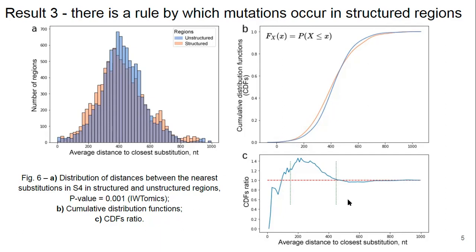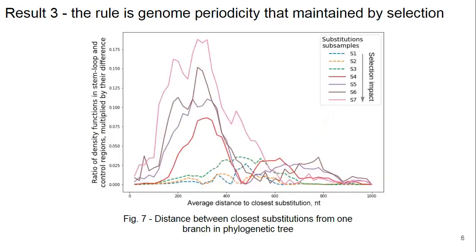We associate this observation with the periodic structure of the SARS-CoV-2 genome. To find the selection impact on this effect, we checked other substitution samples. And we have seen that this effect exists at different selection impact levels. On substitutions from terminals and pre-terminals of phylogenetic tree branches, there is no effect. It's the dashed lines. But on basal branches, near the root, the effect only gets stronger.